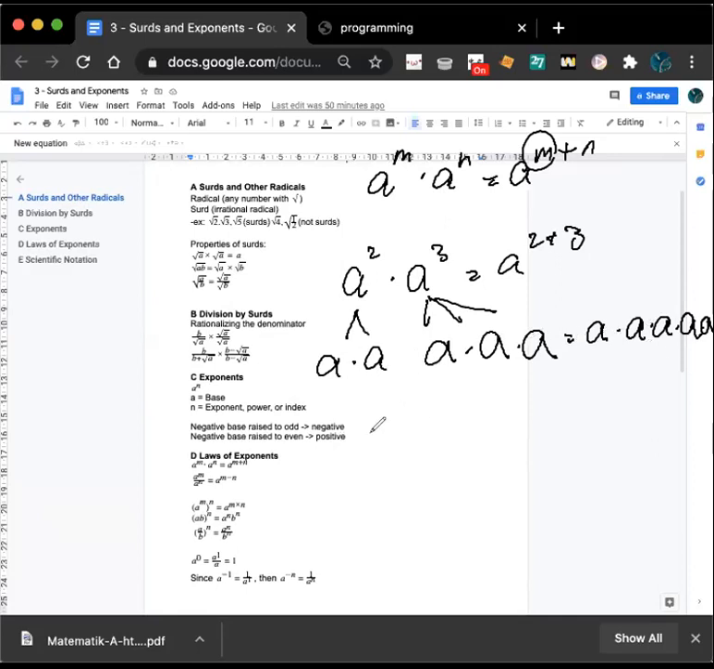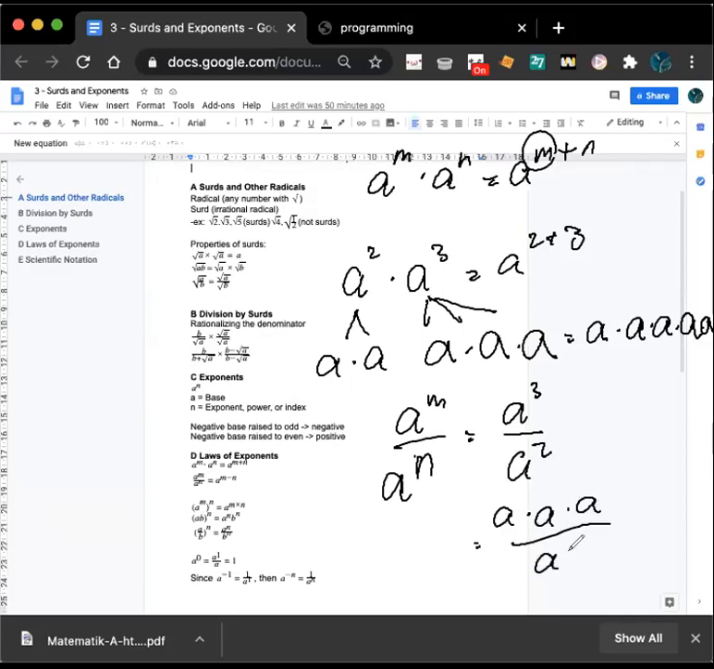It's also the same with a to the power of m over a to the power of n. For example, a to the power of 3 over a to the power of 2 is like saying a times a times a over a times a. So you just cancel and get a to the power of 1.